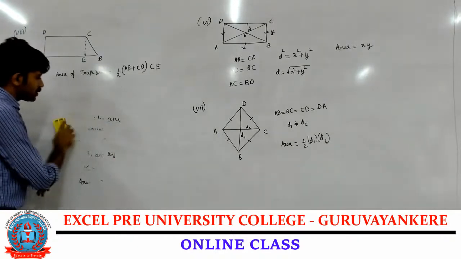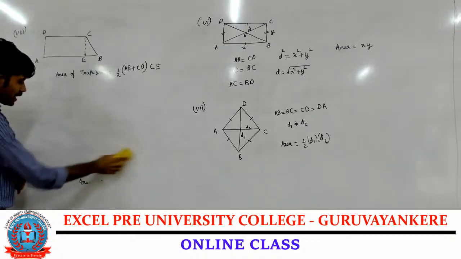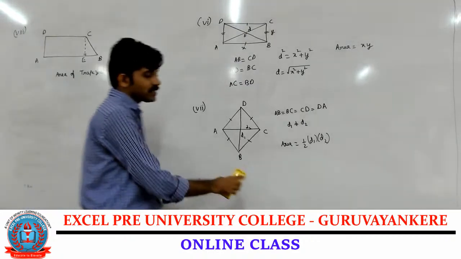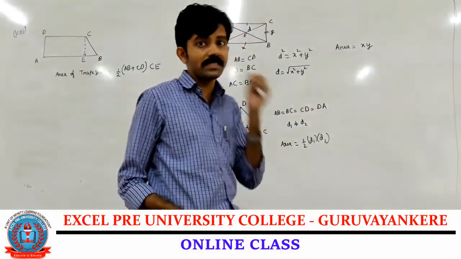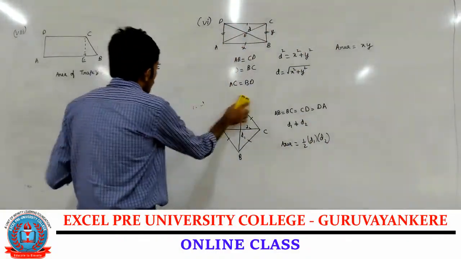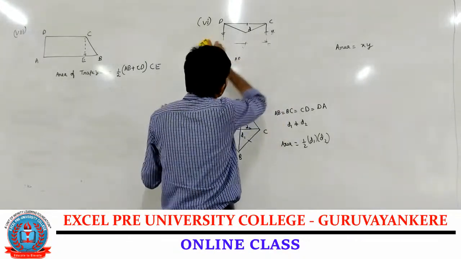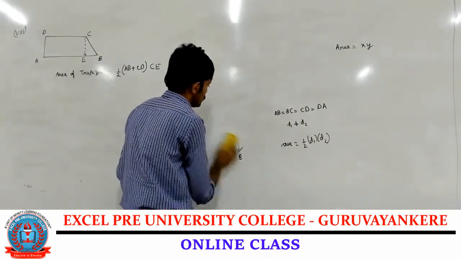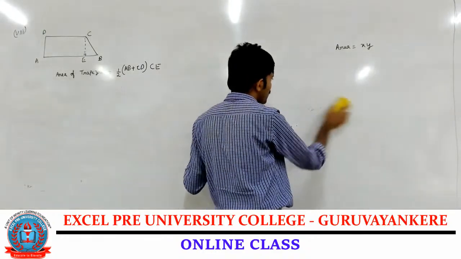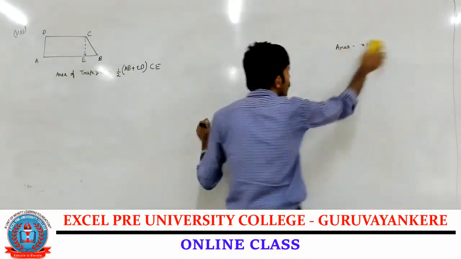So all these things you note down, students. Using the distance formula you can prove whether the given vertices form a square, rectangle, rhombus or trapezium, all those things.